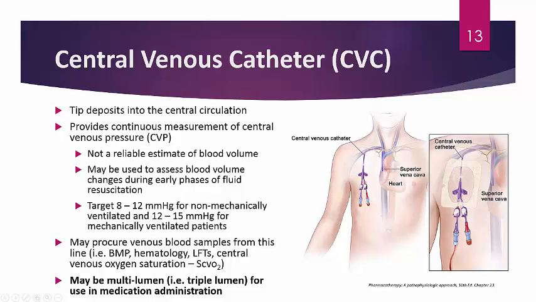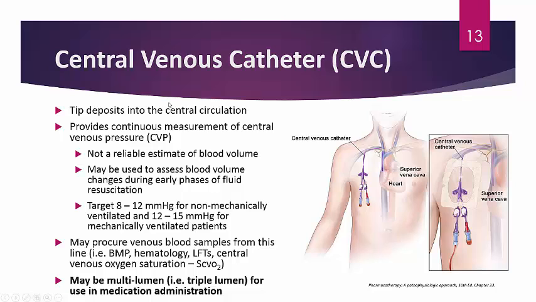The next type of catheter we'll talk about is a CVC, or a central venous catheter. This is actually inserted into the venous circulation, and the tip deposits into central circulation, as you can see here. It looks like it is inserted close into the superior vena cava area, which is one of the largest, if not the largest, veins in the body.